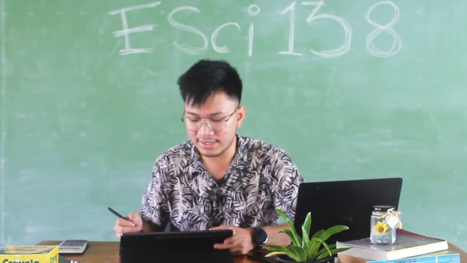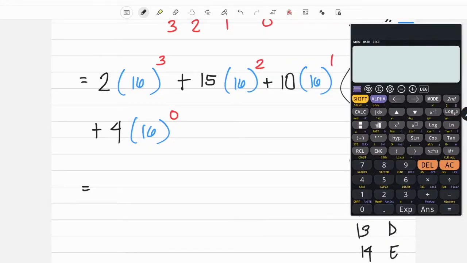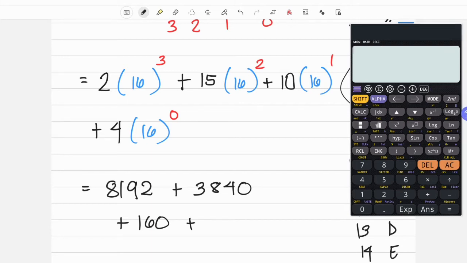Okay, so now let's solve this one using our calculator. So, this is 2 times 16 multiplied to the power of 3. That is 8,192 plus 15 times 16 to the power of 2. That is 3,840 plus 10 times 16 to the power of 1. Diba naman ako sa answer, pero ako i-calculate. Plus 4 times 16 to the power of 0, which is obviously that is 4.